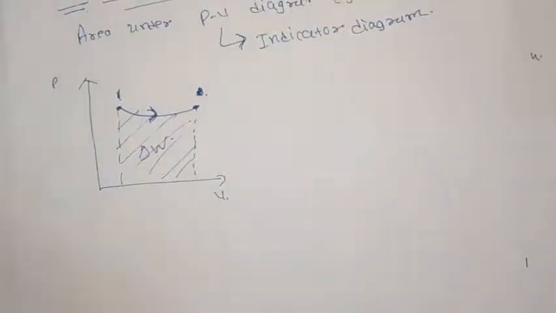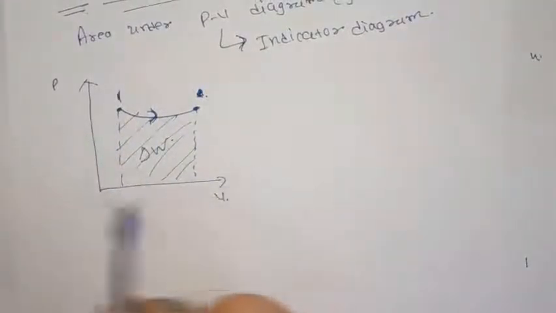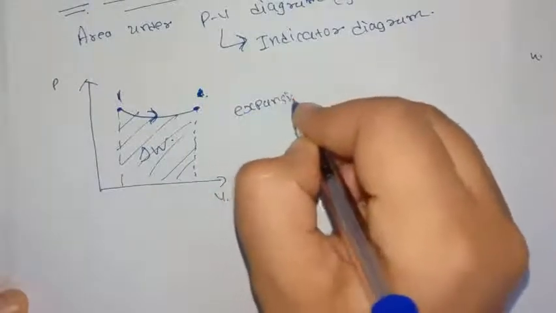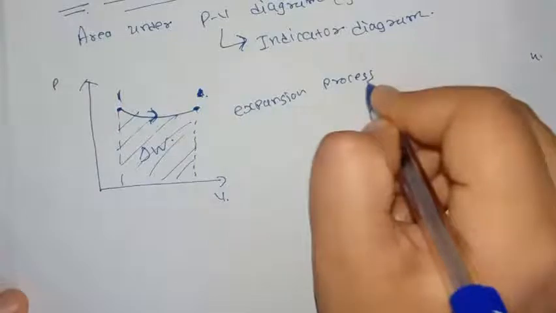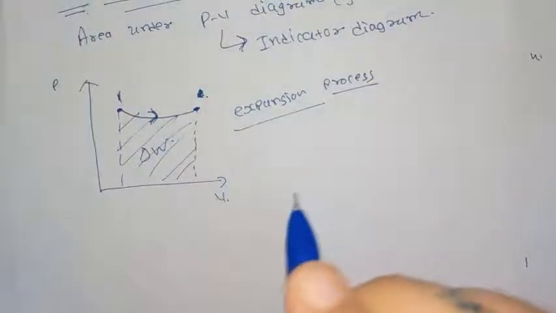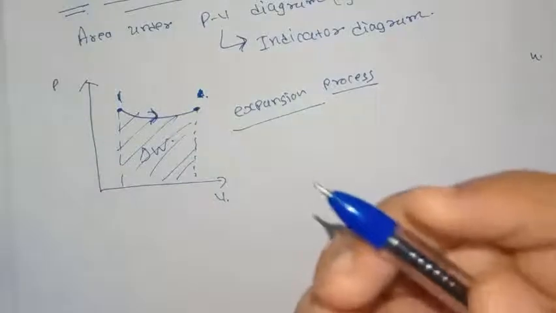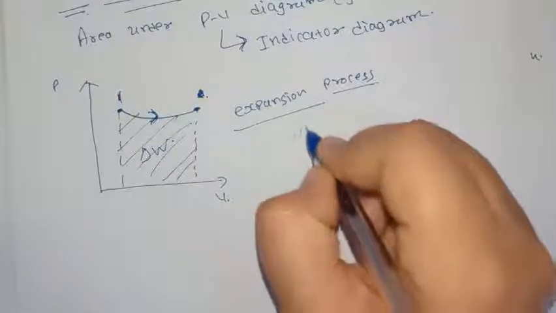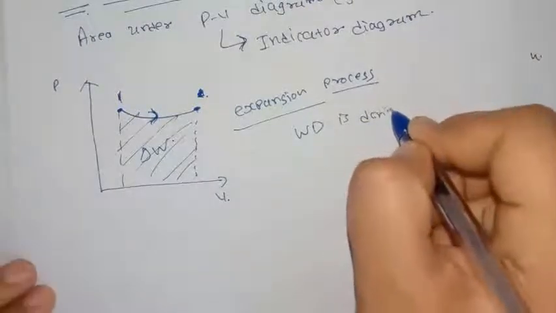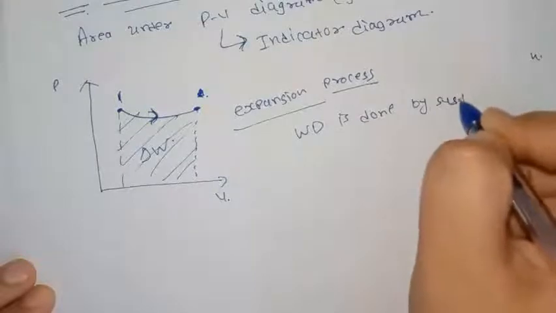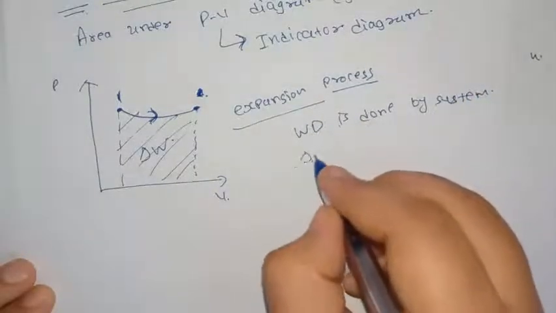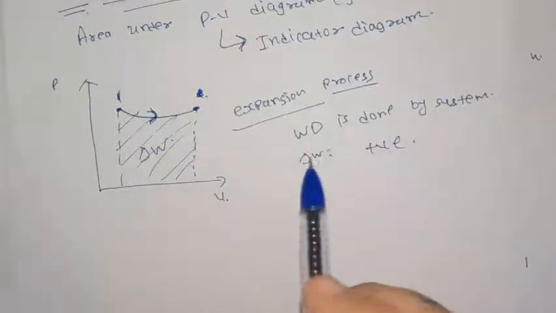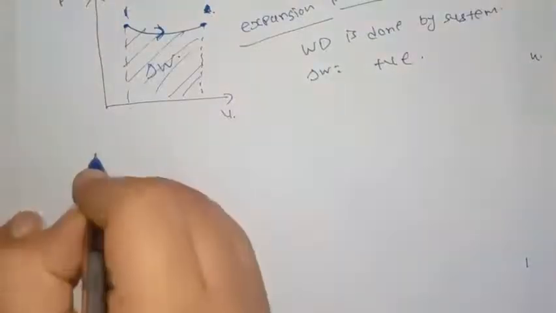Here, from 1 to 2, as the volume is increasing, it is the expansion process. The expansion process means the gas in the cylinder is expanding and the piston is coming out. That means work is done by the system, and so the work done is taken positive. So for the expansion process, work done is taken positive.